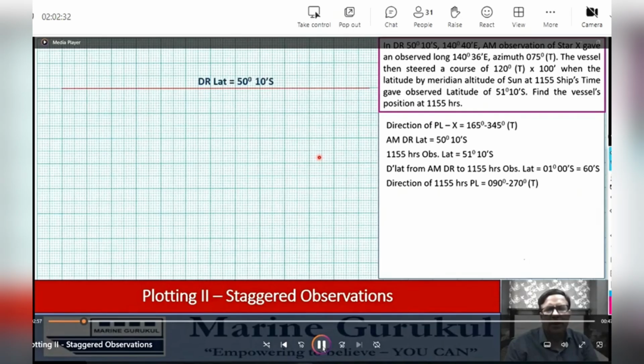Here we have the DR lat 50. Any doubt up to here, beta?